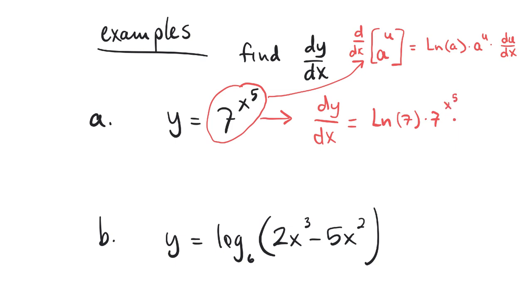So the derivative of u is 5x to the fourth. And that's about as far as we can simplify it.